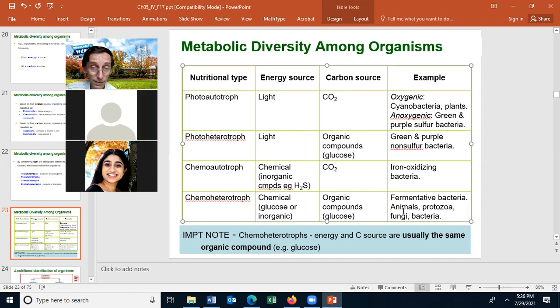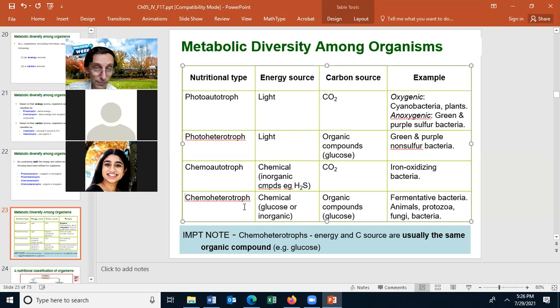Humans are that way, all animals, protozoa, fungi. Some bacteria, like E. coli, are chemoheterotrophs. The fermentative bacteria, like the ones that make yogurt, are chemoheterotrophs. All right. But there are some chemosynthetic bacteria that are chemoheterotrophs, and they can get their energy needs from another molecule, not glucose, like ammonia or iron. Okay, any question about any of that?